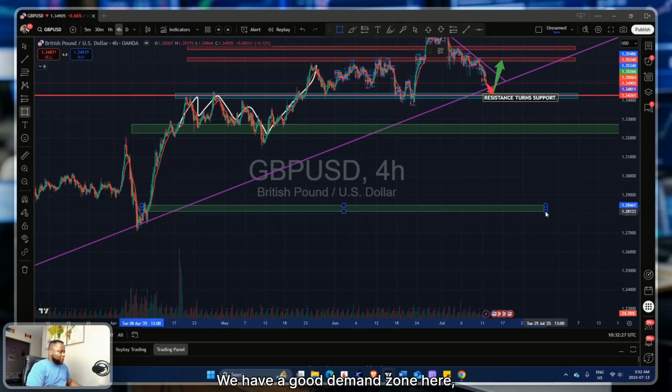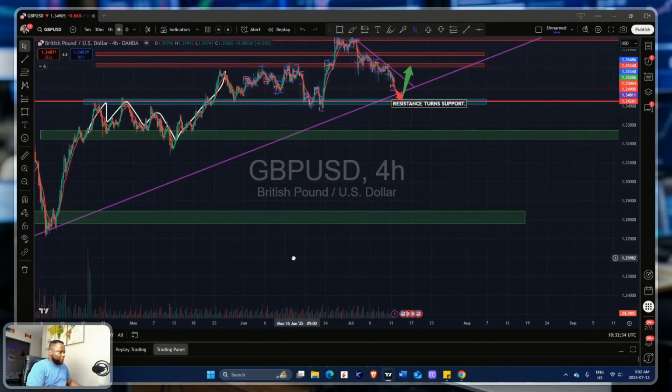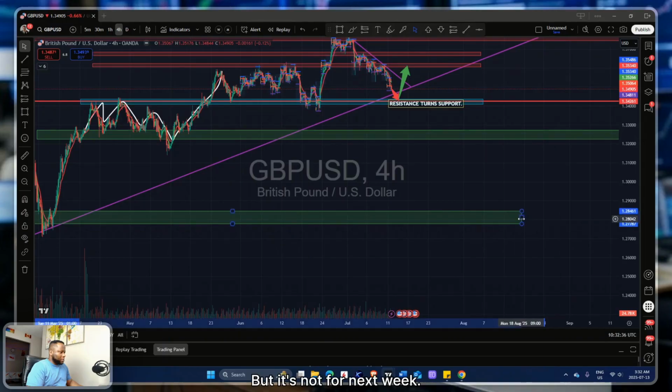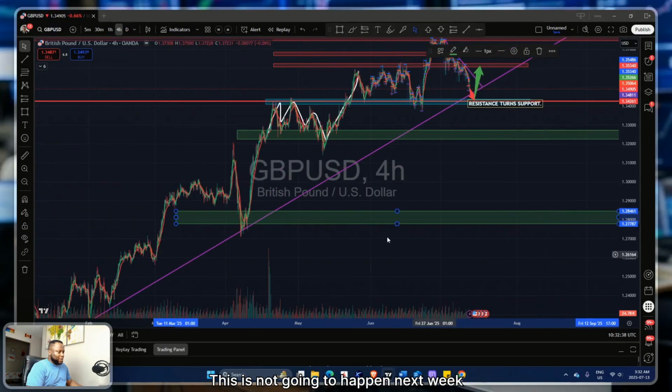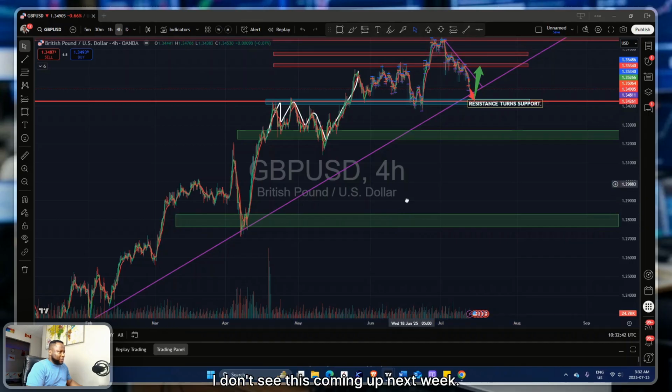We have a good demand zone here, 128. Hopefully the price can never get there, but we never know. But this is not for next week. This is not going to happen next week unless something very terrible happens with the pound. I don't see this coming up next week.